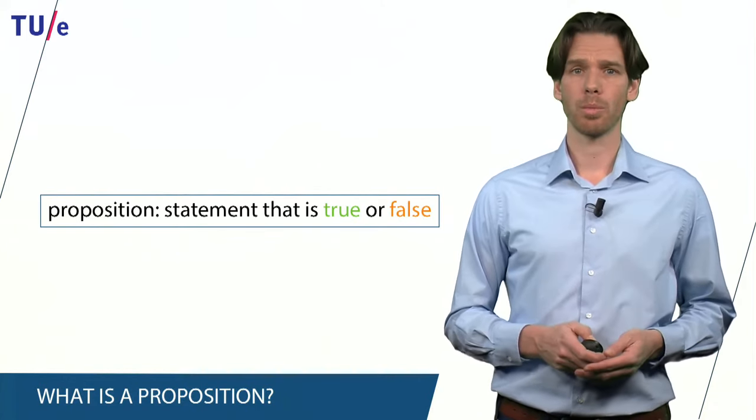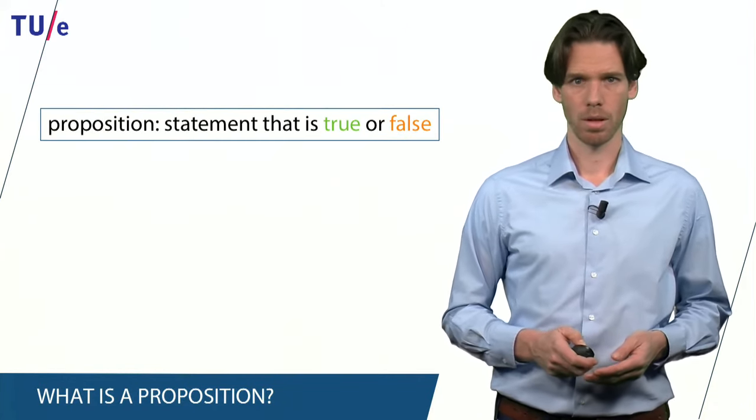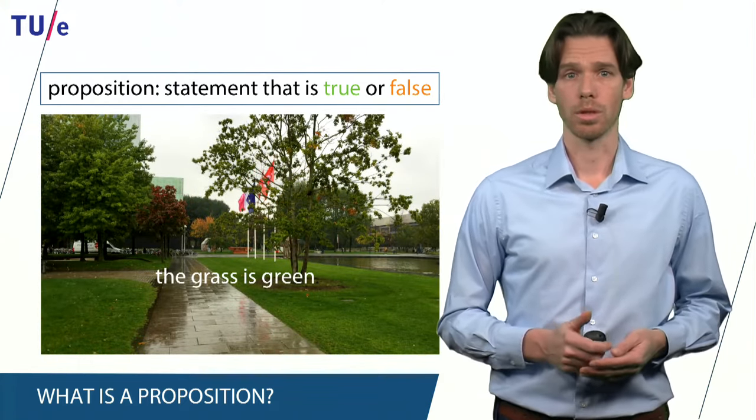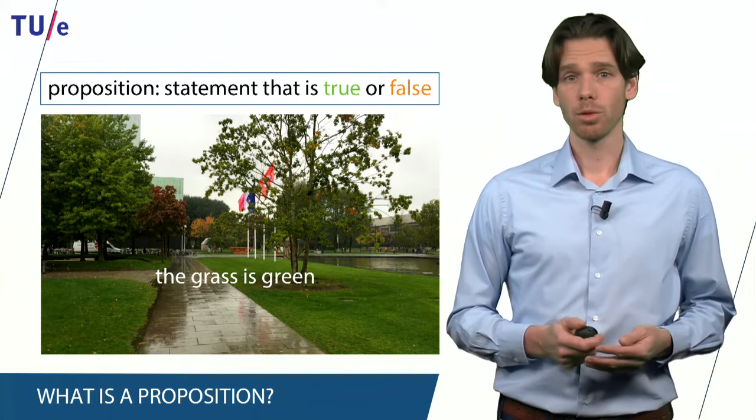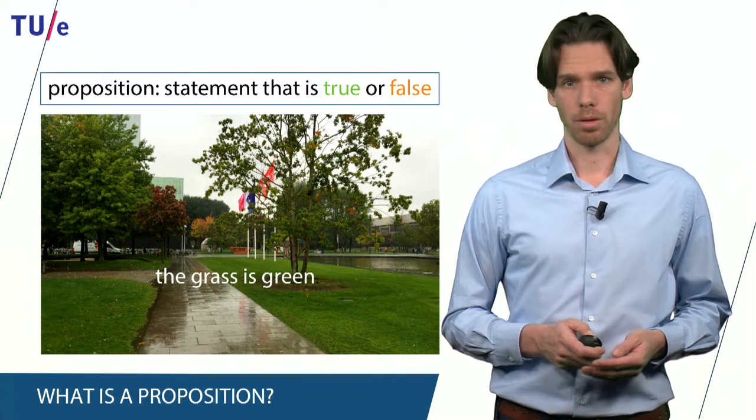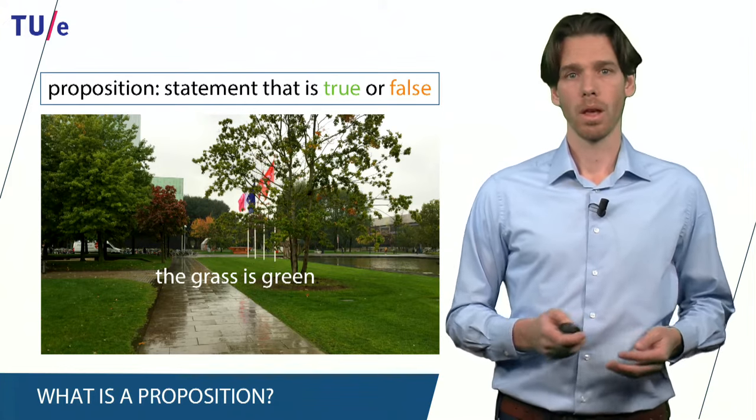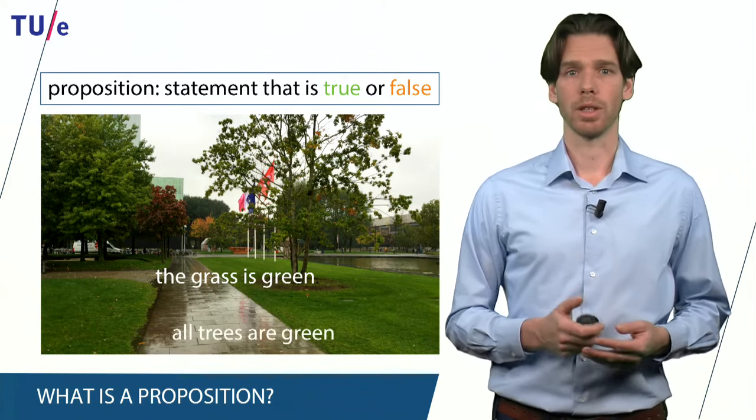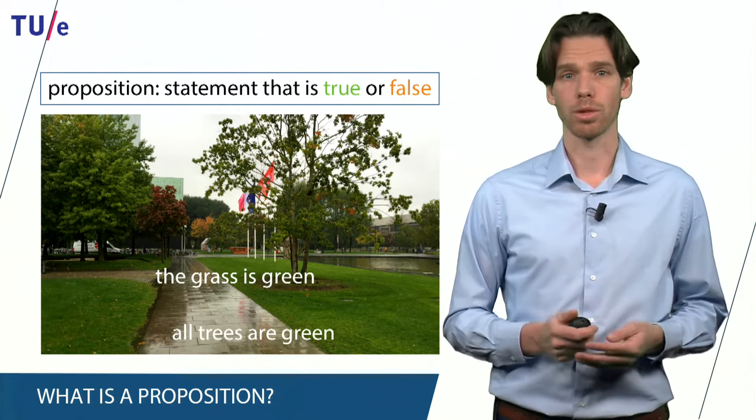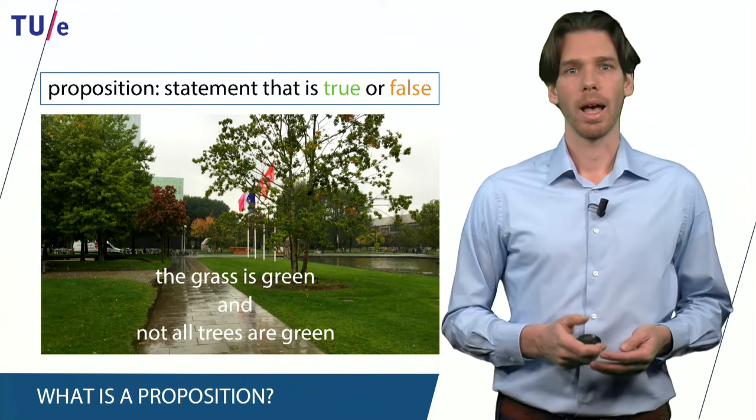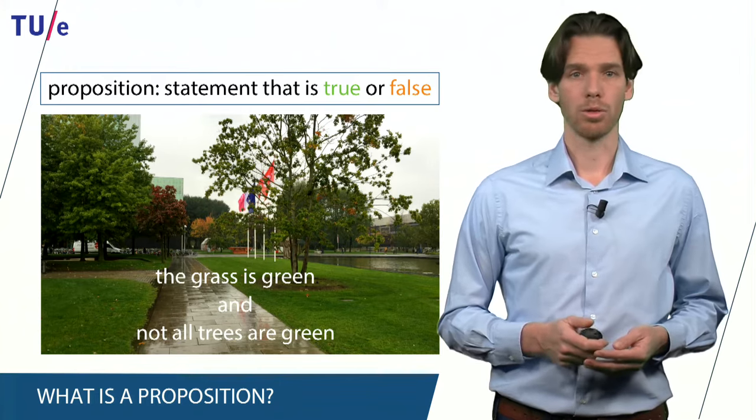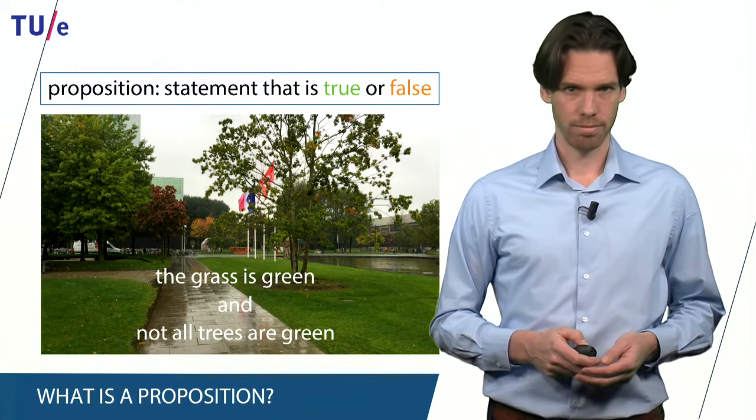A proposition is a statement that is true or false. An example of a proposition is, for instance, the statement, "the grass is green." This is a true proposition, or at least it was true when I took this picture of the campus of Eindhoven University of Technology. You may notice that there are some trees in this picture that have red leaves. So "all trees are green" is a proposition, but it's false in the context of this picture. And "the grass is green and not all trees are green" would again be a true proposition in the context of this picture.